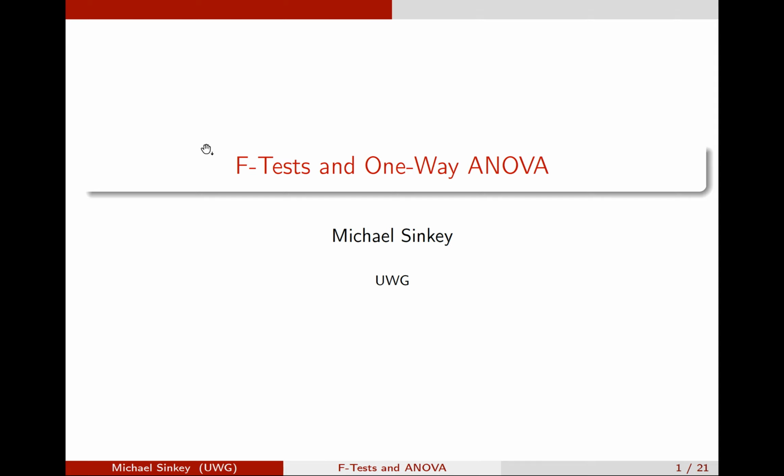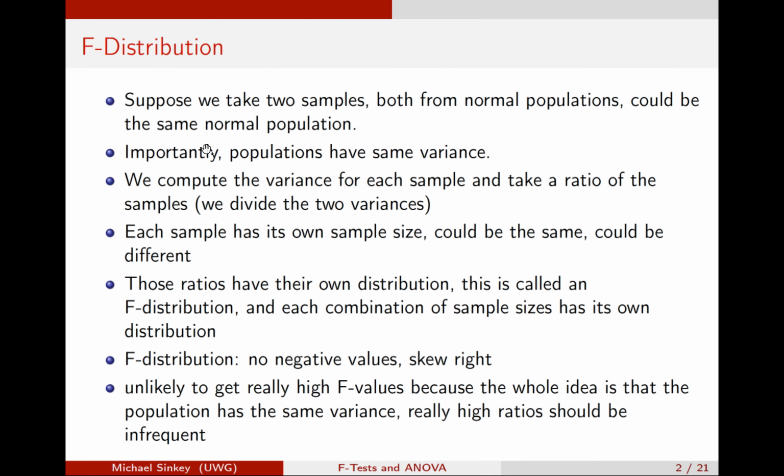And so that's something that we want to examine more thoroughly, and we're going to do that with what's called an F-test. The premise behind the F-test is that we take two samples, both from normal populations. It could even be the same normal population, and the populations have the same variance. We compute some sample variances and divide the two variances. So we have two samples from populations, and we compute two sample variances.